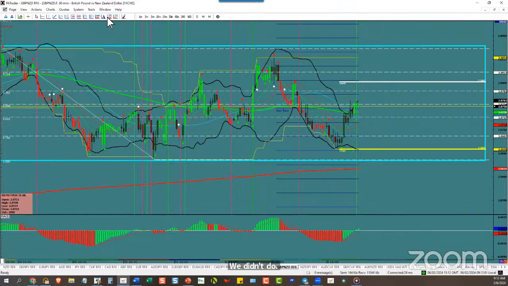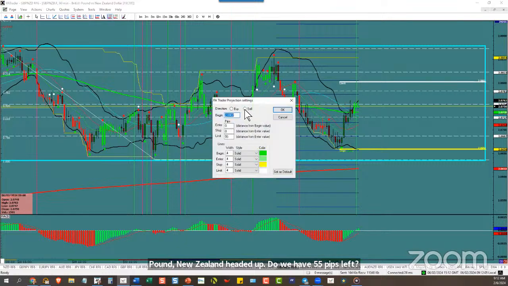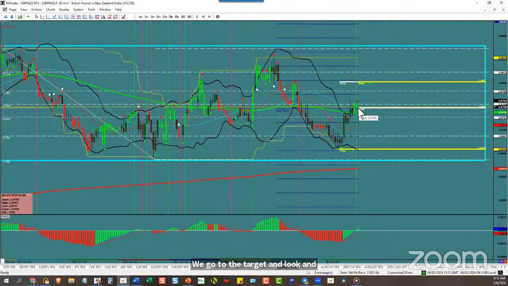Do we have 55 pips left? We go to the target and look and see. Otherwise, there's no sense spending any time on it. 55 pips, we don't. So we don't have a trade here. Walk away because you'll need a break hook and go above this line, which doesn't give you 55 pips.